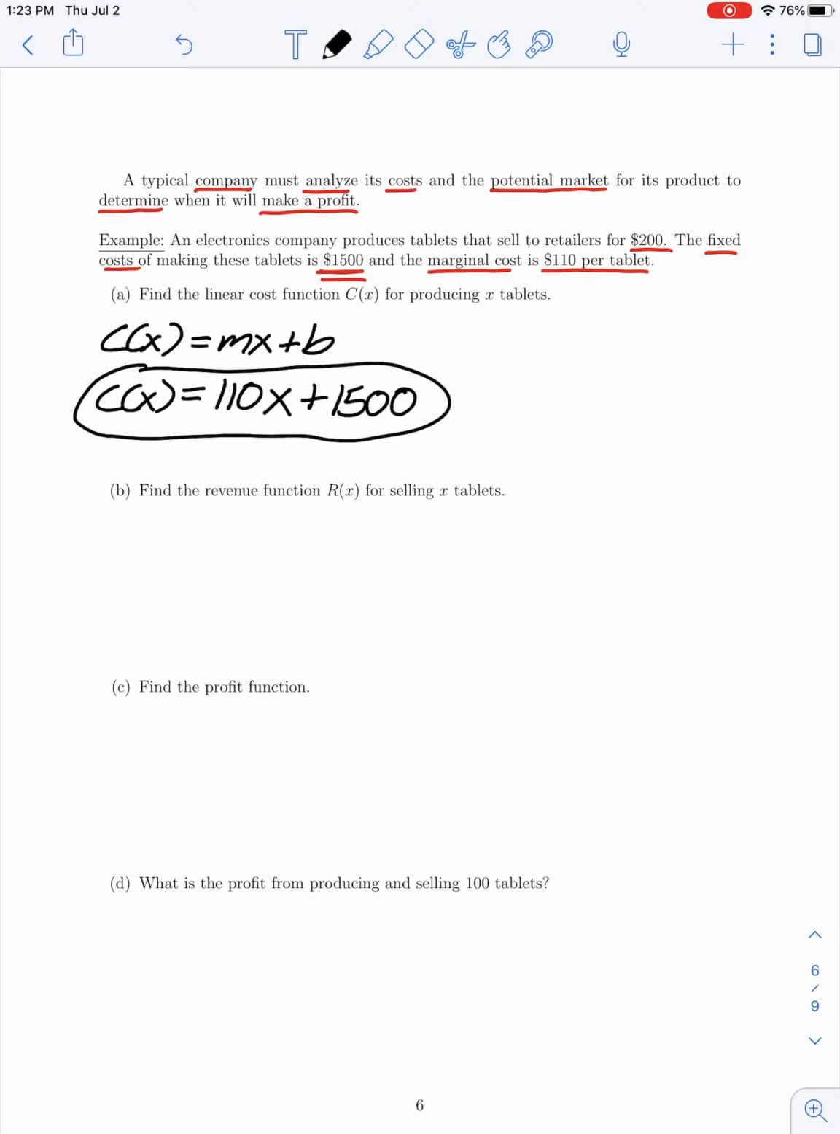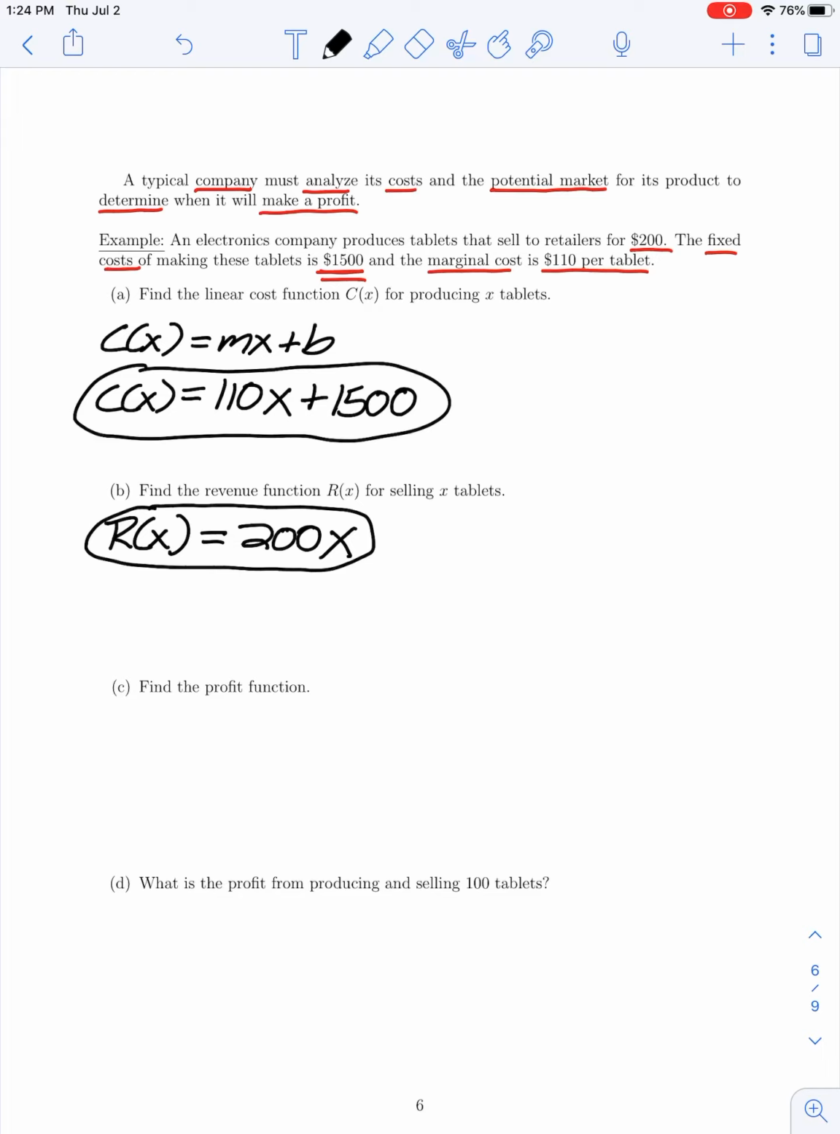Now in part B, we're asked to find the revenue function, R of x, for selling x tablets. Here, the revenue would be the revenue per tablet, so how much we're selling them for each, which was $200 each, times x, the number which are produced and sold. So we've got the following.